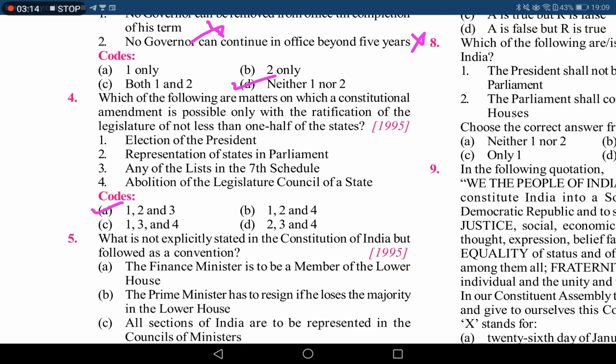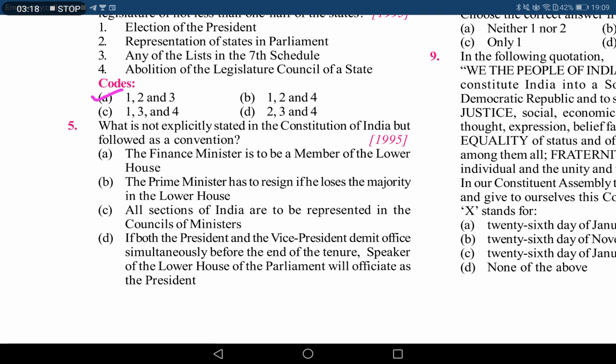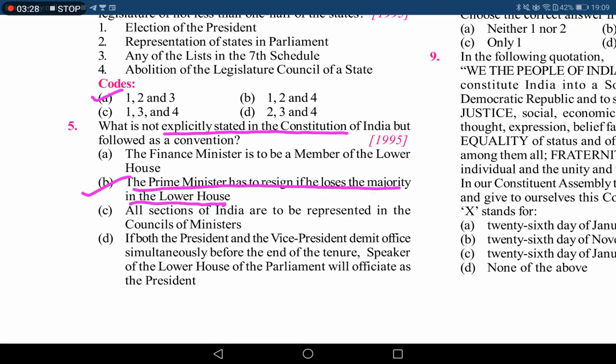Next question. Which of the following is not explicitly stated in the Constitution of India but is followed as a convention? So it is not explicitly stated in the Constitution. The correct answer for this is option number 2, that the Prime Minister has to resign if he loses the majority in the lower house. This is not mentioned in the Constitution.